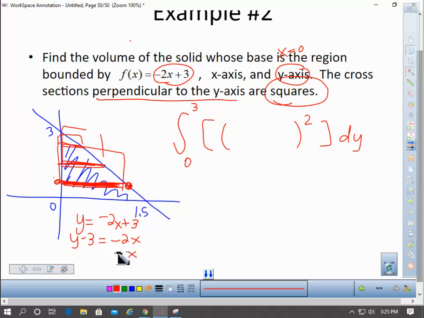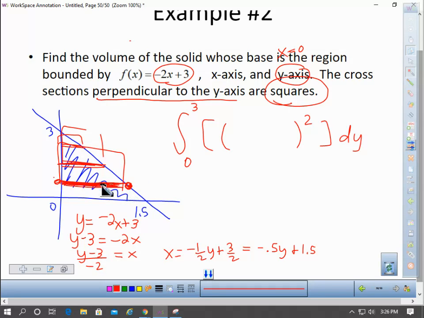Now divide by negative 2. So y minus 3 divided by negative 2. And if I just wanted to clean that up a little bit, that's going to be negative 1/2 y plus 3/2. Or if you didn't like fractions, negative 0.5 y plus 1.5, if you like that better. Okay, so that's the equation of this line.